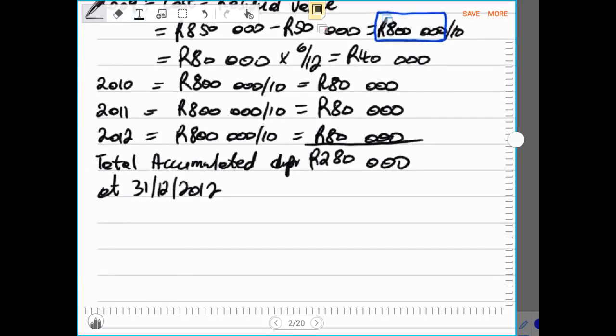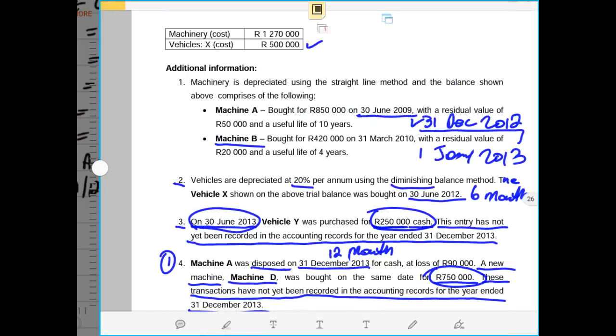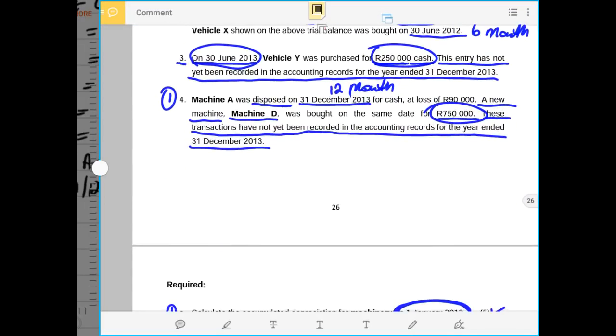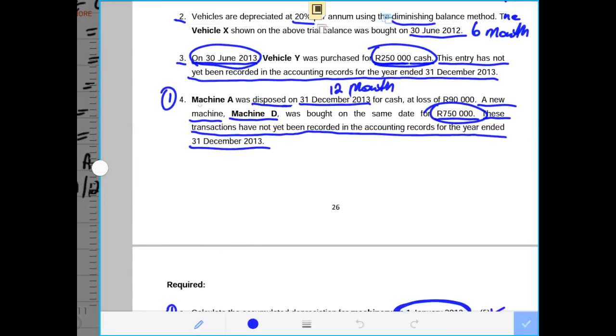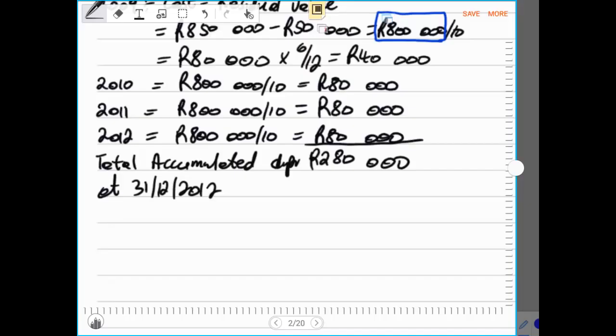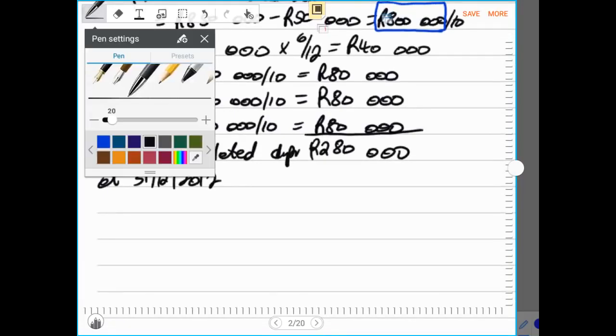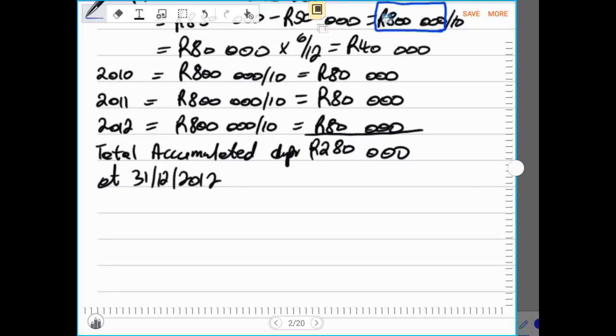We still have to go to machine B. And now I want to check if we sold machine A or not, so that I can account for depreciation for the current year. Remember, they said machine A was disposed at the end of December 2013, meaning at the end of the current year, this machine was sold. So now we still need to account for depreciation of this machine for the year 2013.